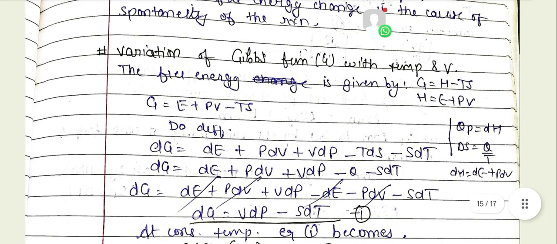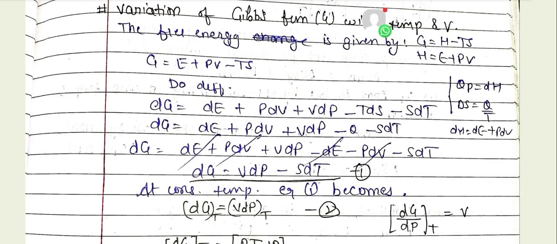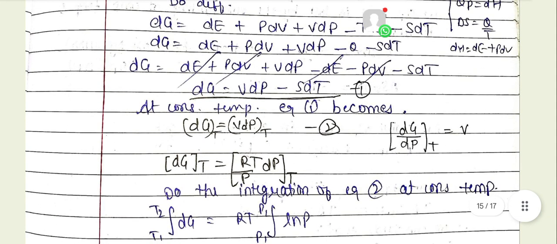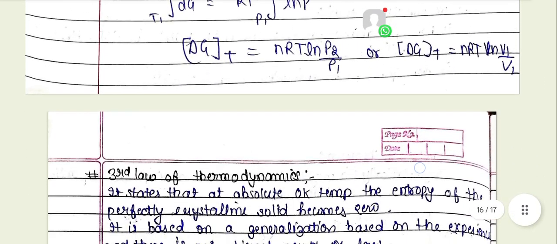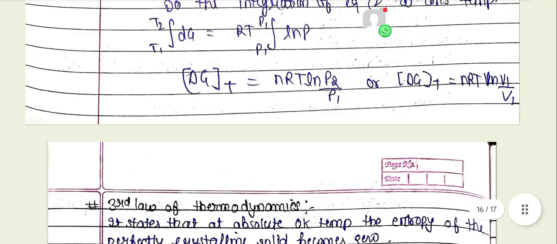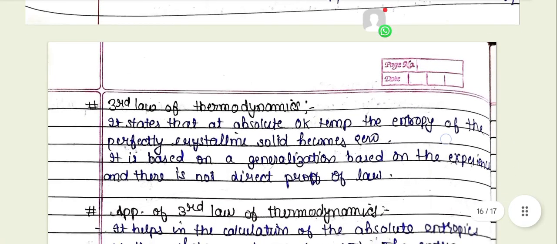Variation of Gibbs free energy with temperature and volume. The free energy is given by G is equal to H minus TS. H is equal to E plus PV. G is equal to E plus PV minus TS. Do differentiation dG. After differentiation, we will get delta G is equal to nRT log P2 by P1, or delta G is equal to nRT log V1 by V2.